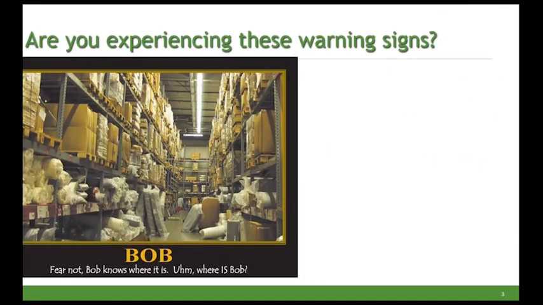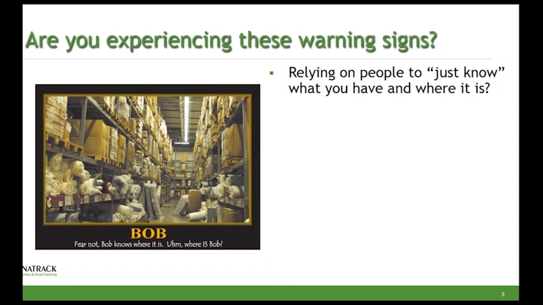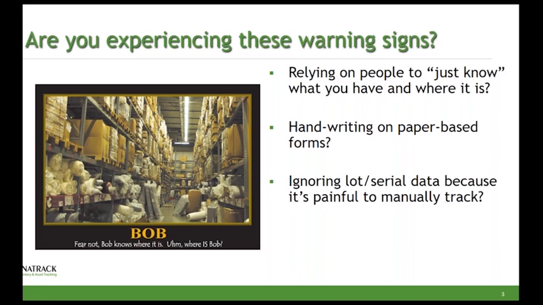So let me ask you this, are you experiencing these warning signs? Do you have a warehouse where you're potentially relying on some person to know where the inventory is, or some person that's in charge of your assets to know where those assets are? Specifically, are you relying on that person to just know what you have and where it is? Are you handwriting on a paper-based form when you've either received a piece of inventory or reassigned a new custodian for a fixed asset? Are you ignoring lot or serial data because it's painful to manually track? And are you not using the oldest lot or serial item because it just is too much of an investment in order to track that?